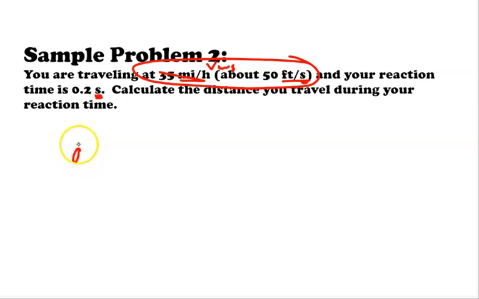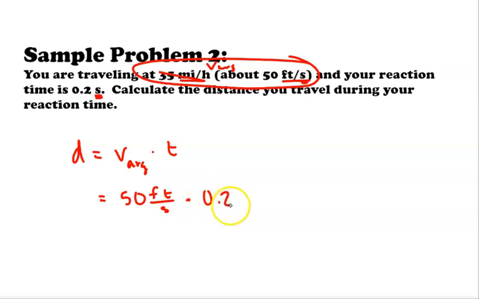Calculate the distance that you travel. So distance equals the average velocity times the time period. We can do that really quick. We've got 50 feet per second times, and notice how I'm using those units, 0.2 seconds, and so that's going to be 10. What is my unit going to be? Well, this is just lovely because seconds will cancel out, and you'll just have feet left.